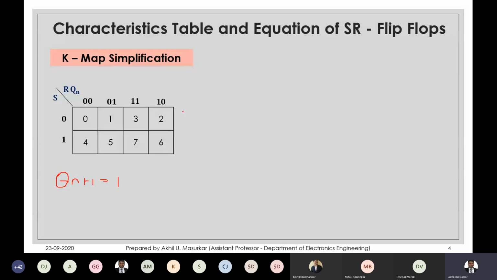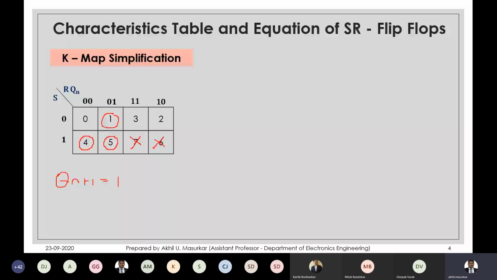So for 1 it is 1, then for 2 it is 0, for 3 also it is 0, then for 4 it is going to be 1, for 5 also it is going to be 1, and 7 and 6 they are forbidden, but instead of forbidden we will write don't care. So this is the K map that you will get.